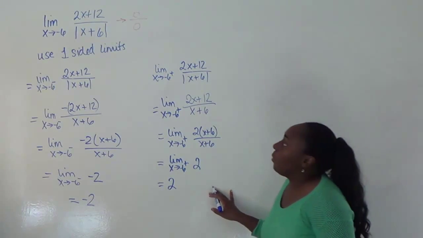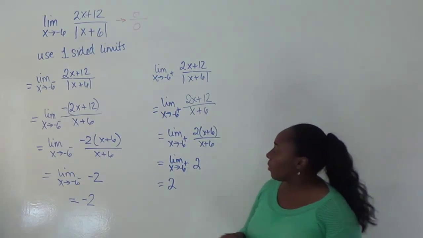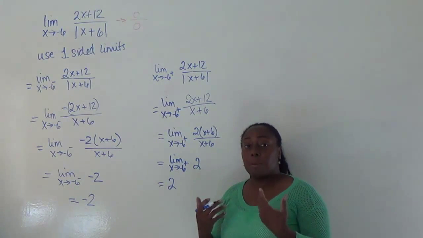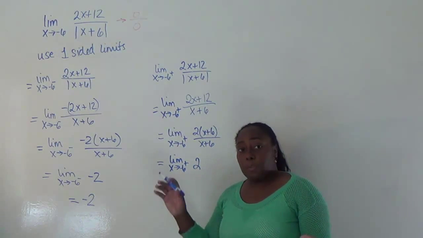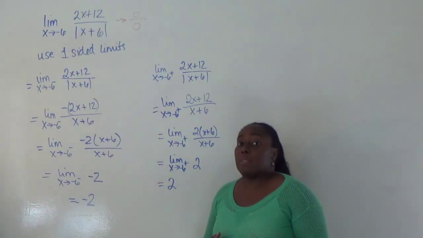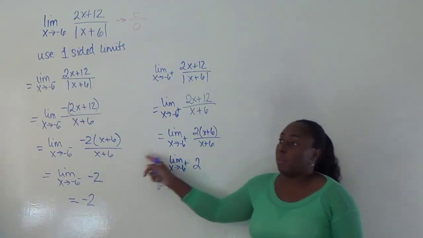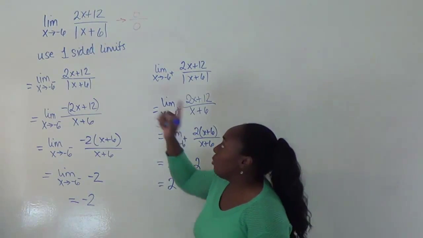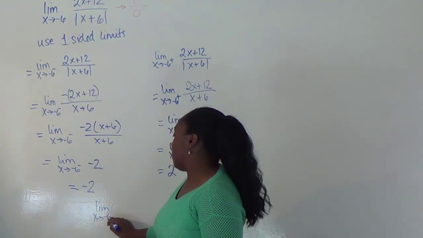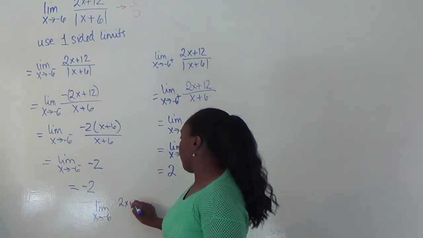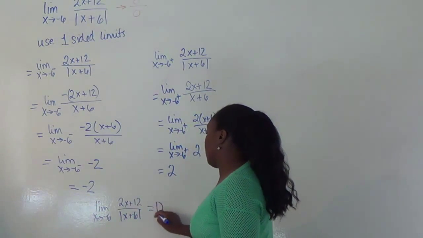So now, if we go back to what we're trying to find, we want the two-sided limit. But remember, the two-sided limit only exists if both of the one-sided limits exist and are equivalent to each other. And so here on the left, we got that it's negative 2, and on the right, we got it's positive 2, which means our two-sided limit as x goes to -6 of this function does not exist.